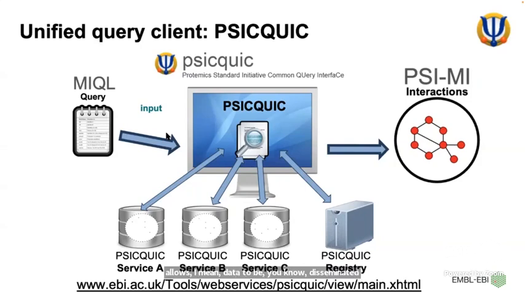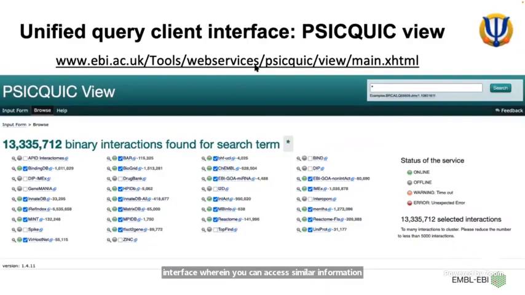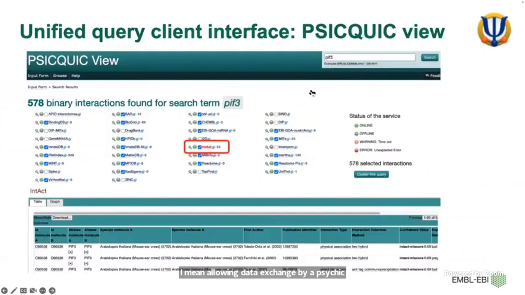You can also query using PSICQUIC. The link is available here. PSICQUIC is another web interface wherein you can access similar information for our IMEx partners. This is our PSICQUIC view tool. These are the listed services, databases which have agreed to allow data exchange via PSICQUIC. And there is also a PSICQUIC registry.